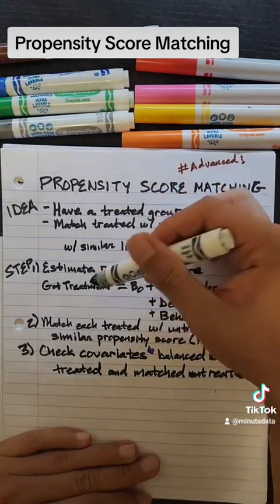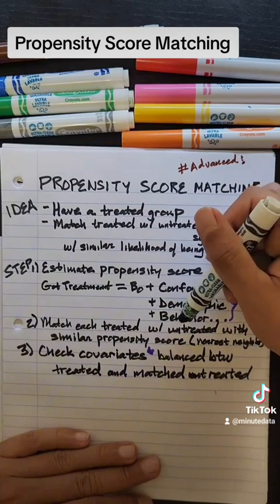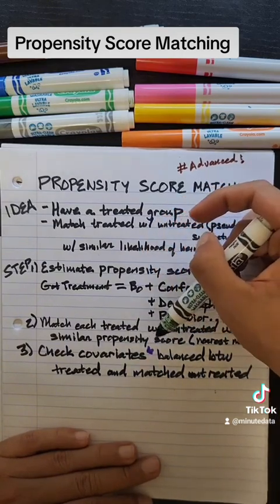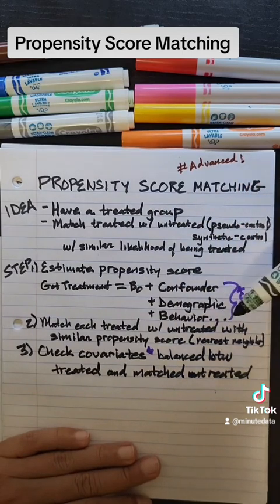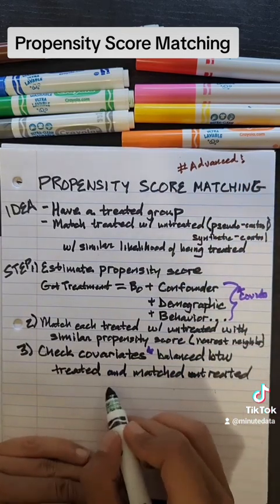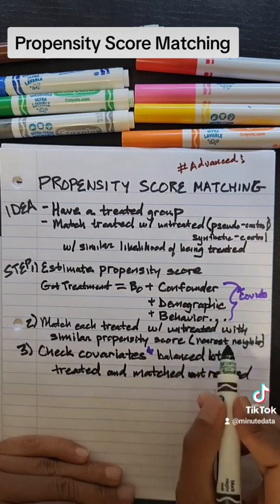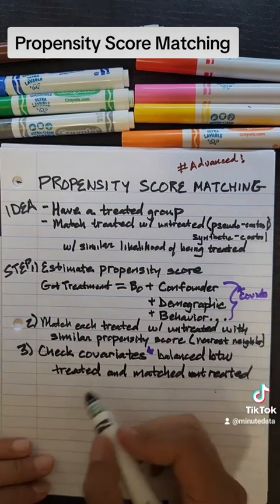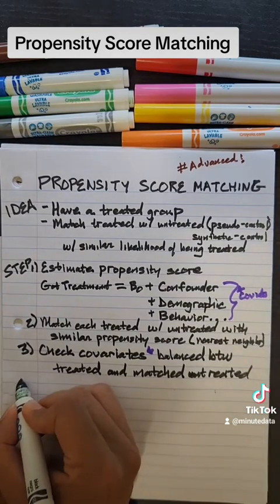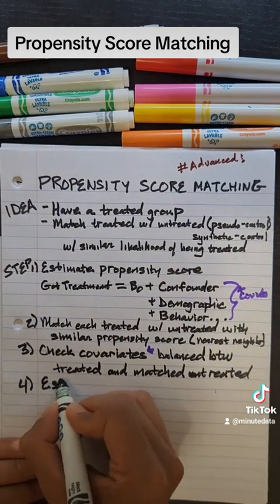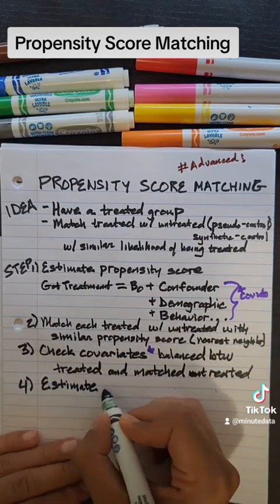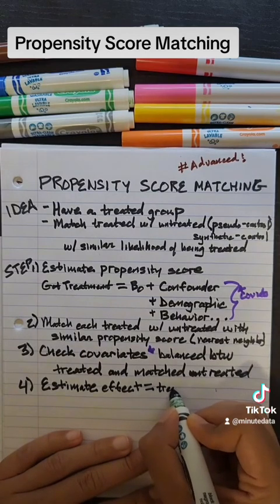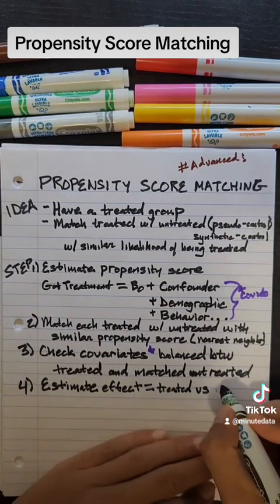So we go through this process of trying to predict treatment based on confounders, demographics, behaviors. Then we're going to match the treated with the untreated with a similar score. By matching them, they should actually look quite similar in terms of these covariates. So here you're just checking whether the treated and untreated have similar confounders, demographics, behaviors. So simple descriptive statistics. If you want something more formal, you can do a t-test, see if there's a difference between the groups. And then finally, you can estimate the effect, which is going to be the treated versus the matched untreated.